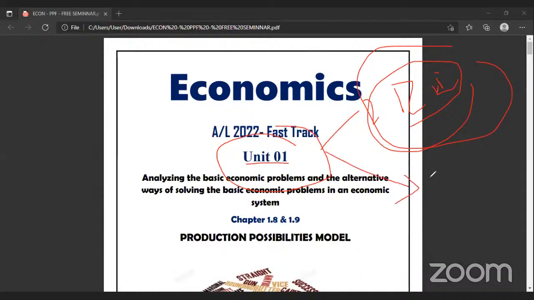And the second part, we discuss the economic system and the basic economic problems. There are 3 basic economic problems.